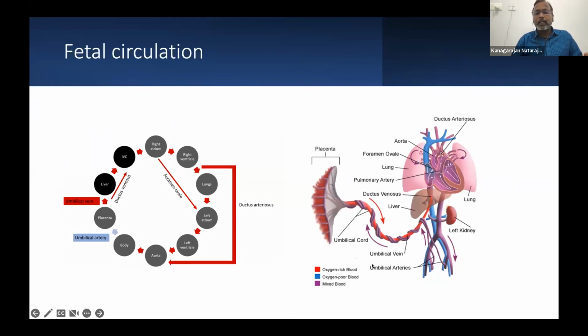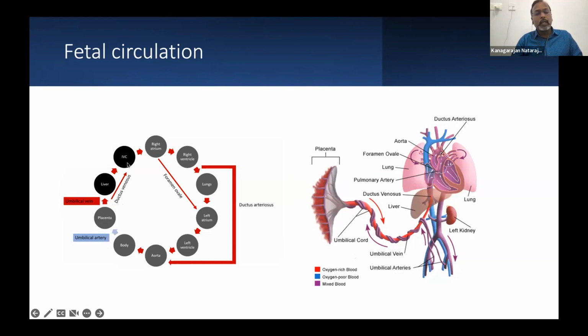So you know that the venous return from the body, the systemic deoxygenated blood, comes to the placenta through the umbilical artery. So you have 2 umbilical arteries. Then it gets oxygenated in the placenta. Through the umbilical vein it goes to the liver, and it is bypassed by 1 shunt here, that is the ductus venosus. Around 30% goes to the IVC, bypassing the liver.